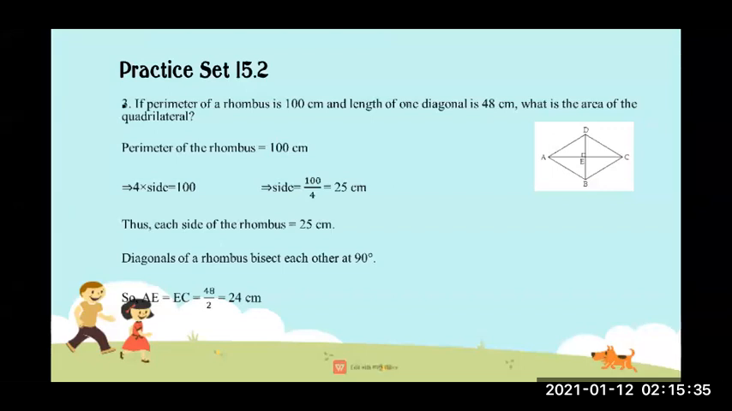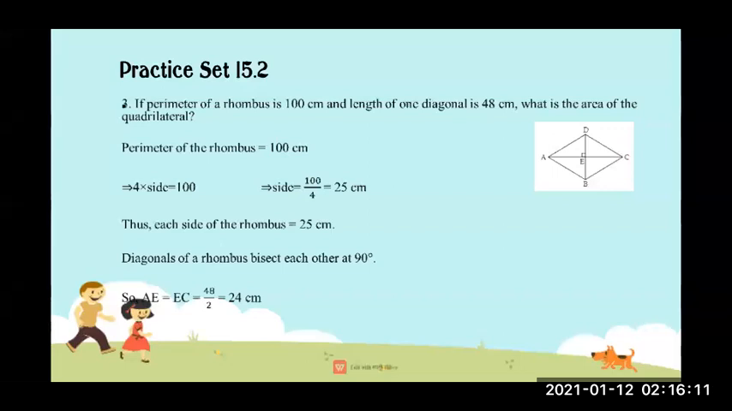Now see here what they are asking. They have given us the perimeter of a rhombus. The perimeter of the rhombus they have given is 100 centimeter. The length of one diagonal is given as 48 centimeter. Next, they have asked you what is the area of the quadrilateral. Now, you have to find the area of the quadrilateral. Now, you can see over this diagram, I have made a figure of a rhombus. I have named it A, B, C, D.